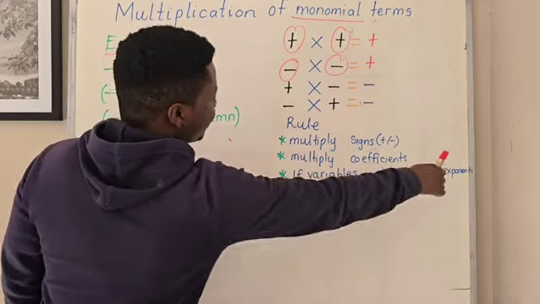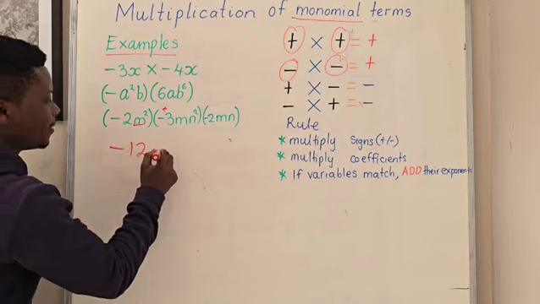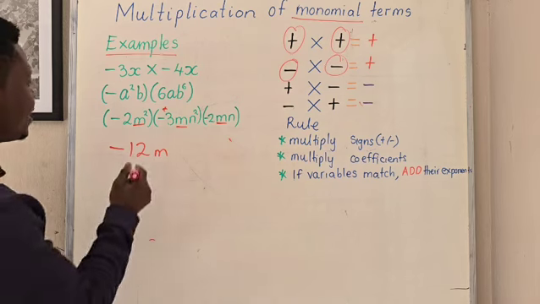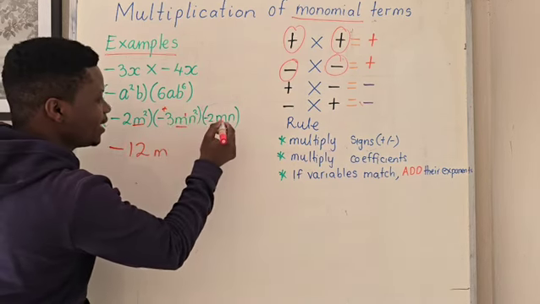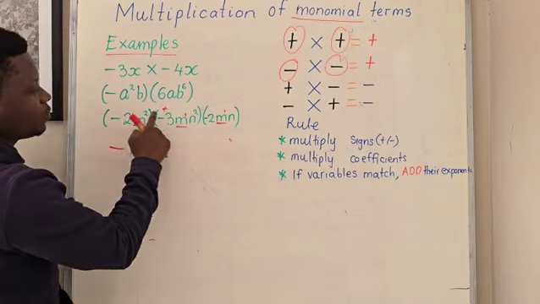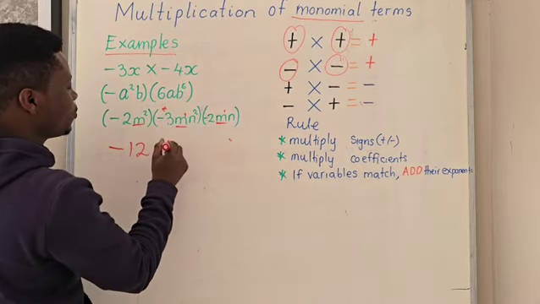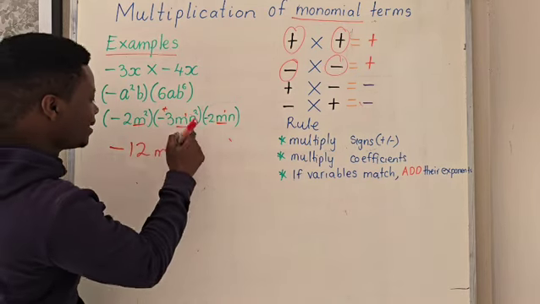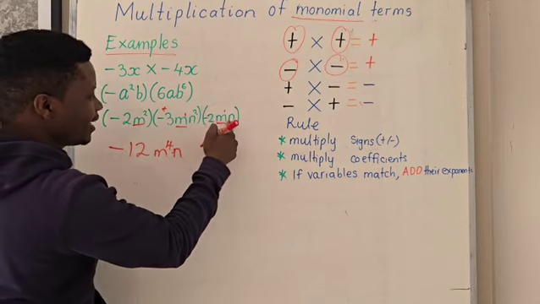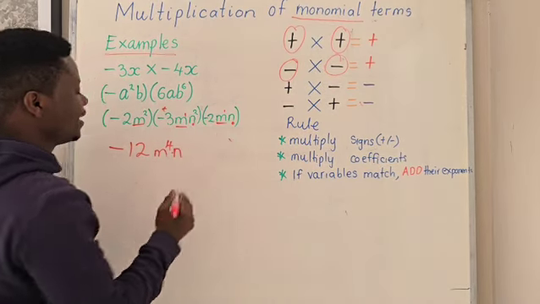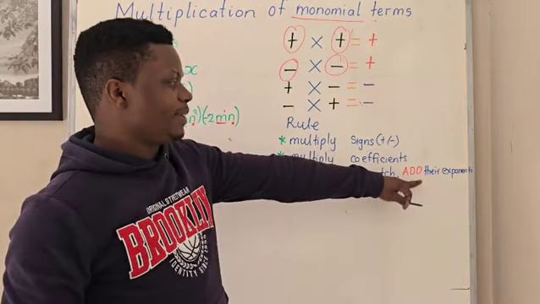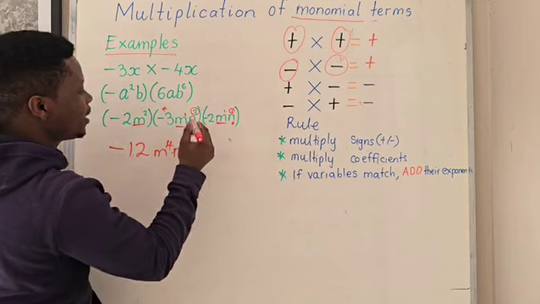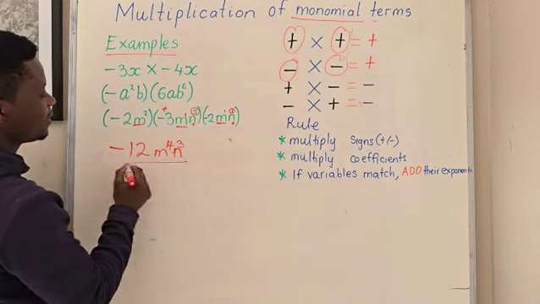Then if variables match, add the exponent. There is m. And there's m here, and there's m. So since they are matching, I add their exponent. There's a 2 here, there's a 1 there, there's a 1. So let's add them. 2 plus 1, that's 3, plus 1, that's 4. So that's m to the power of 4. How about my n? There's an n here, and there's also an n there. And since these variables are matching, add their exponents. So here there's a 2 and here there's an invisible 1. 2 plus 1, that's 3. So this is our final answer.